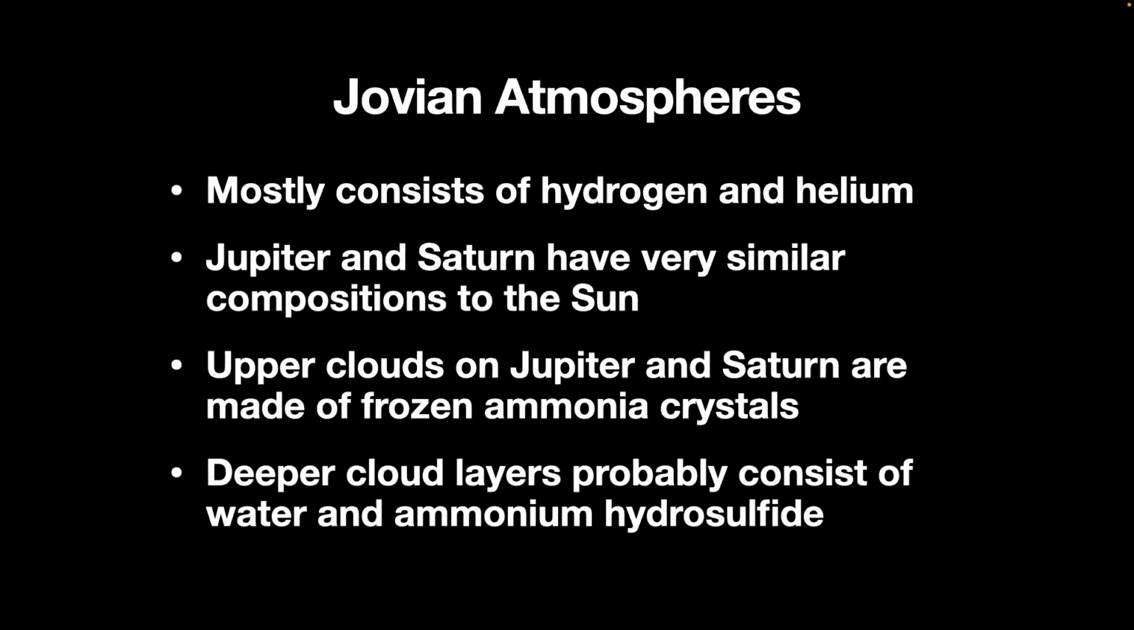One of the defining features of the Jovian planets are their deep atmospheres and opaque clouds. Each of the four outer planets have mostly hydrogen and helium atmospheres. Jupiter and Saturn have really a similar composition to the Sun, in fact. Clouds on Jupiter and Saturn are made from frozen ammonia crystals. Deeper cloud layers consist of water and maybe ammonium sulfide.